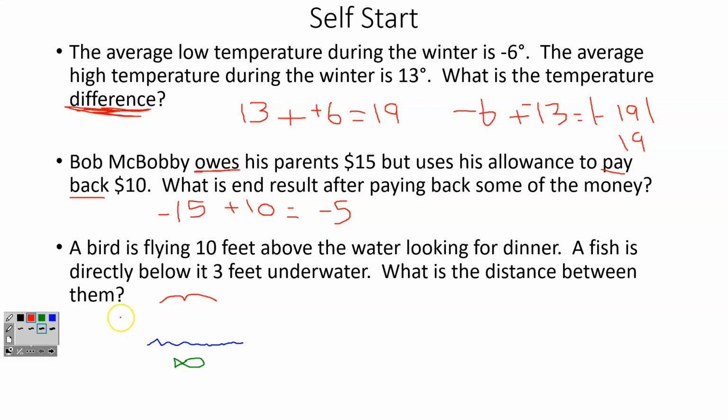So we know it's 10 feet above the water because that's where the bird is. That's going to be a positive. If the fish is 3 feet underneath the water, then that's going to be a -3. Now, distance between, we talked a little bit about that the other day. That's also just like finding difference. So that means I'm going to be subtracting. So I've got a 10, and I'm going to be subtracting a -3. There's my superpower, my consequence. I have to do the opposite of this number. The opposite of a -3 is a +3. That gives me an answer of 13.